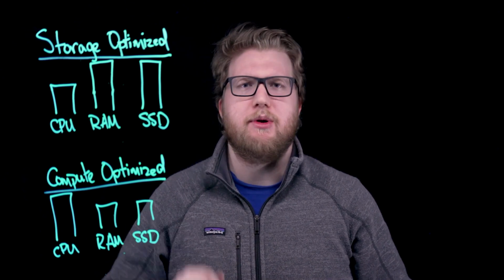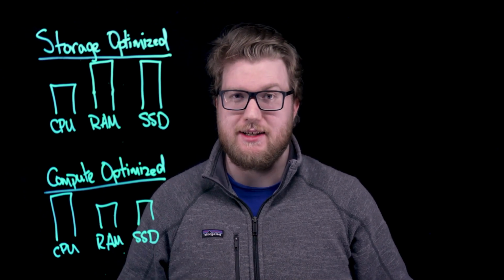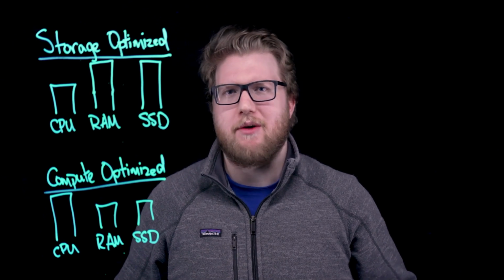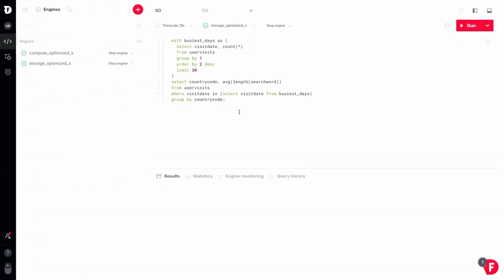So a small storage optimized node and a small compute optimized node actually have the same compute power, and then the compute optimized node will have less memory and less disk. That's why it costs half as much, and that's why it works better on smaller data sets. All right, I'd now like to show you how this works in the Firebolt product.